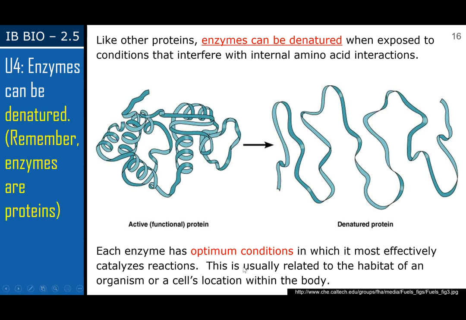So each enzyme has optimum conditions in which it most effectively catalyzes reactions, and those are usually related to a habitat of an organism's cell or a location within the body. And that's kind of what I was talking about earlier. So you have enzymes that belong in certain organs because they do certain things and they need certain conditions to do those things. And if they don't get them, they're going to get denatured and then they don't work.